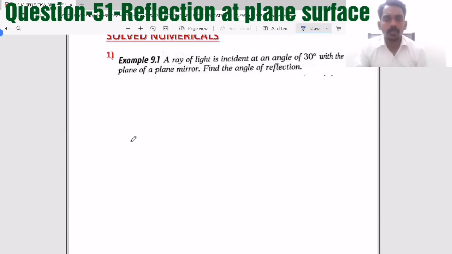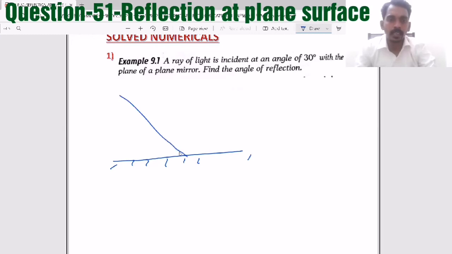Now let's see a few examples based on reflection at a plane surface. The very first one: a ray of light is incident at an angle of 30 degrees with the plane of a plane mirror. Find the angle of reflection. So there is a plane mirror and a ray of light is incident at 30 degrees with the plane of the mirror. See, this angle they are telling is 30 degrees.